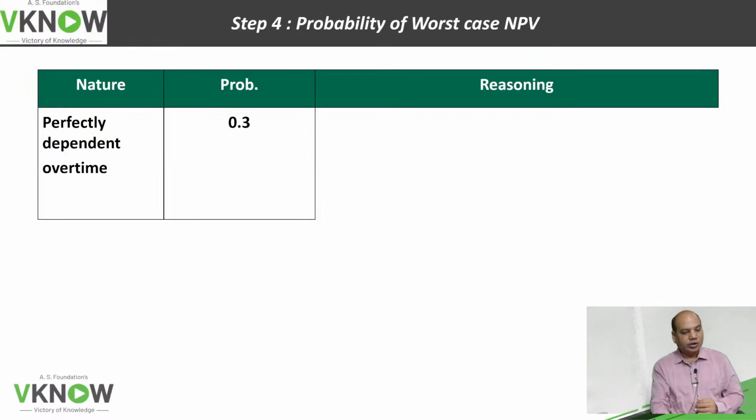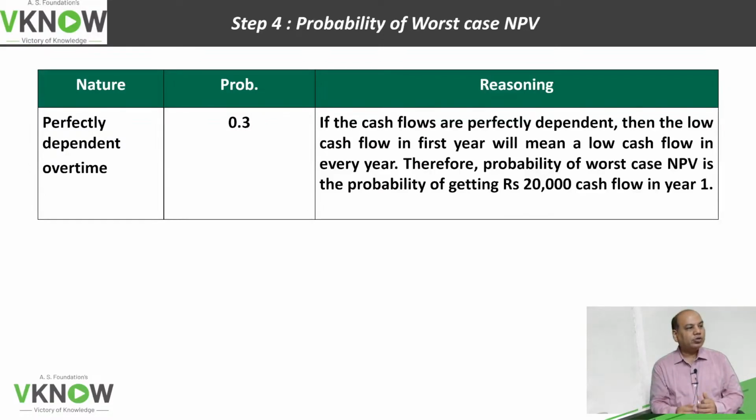It will be 0.3, even though reasoning was not asked in the question. I will give you the reasoning in writing also. If you look at the institute answer printed below, there is no explanation. They have only written 0.3. But write down the explanation also.